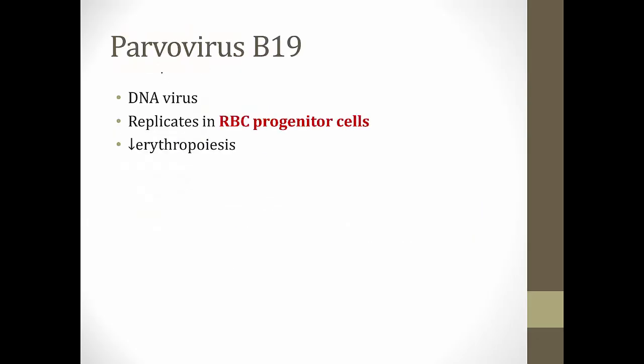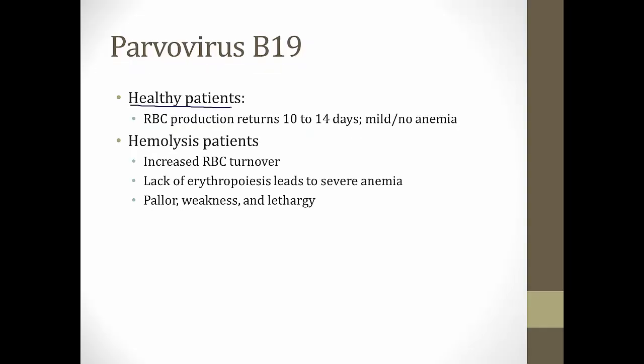The last topic I want to discuss in this module is parvovirus B19. This is a viral infection that is especially dangerous to patients who have chronic hemolytic anemia. Parvovirus B19 is a DNA virus and it replicates in red blood cell progenitor cells and it leads to decreased erythropoiesis. Now, in healthy patients who are infected with parvovirus B19, the red blood cell production returns to normal in 10 to 14 days.